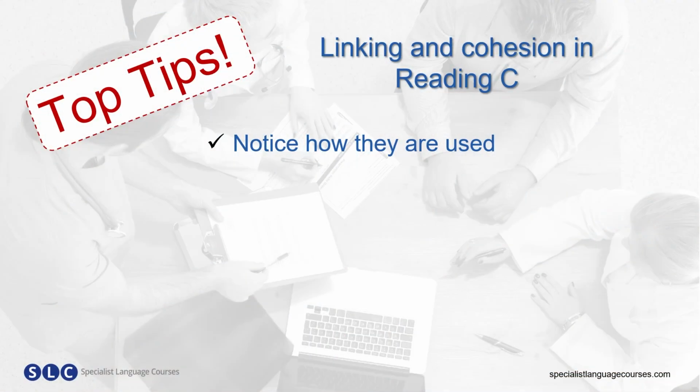Top tips for linking and cohesion in Reading C. Notice how they are used. Linking words and phrases are always used throughout academic writing. Using the wide range of resources available, go through texts underlining linking words and ensure that you understand the meaning that they are giving. Past papers. Go through any previous Reading C papers that you may have done and notice how linking devices are used. Then go back and check the questions, particularly focusing on any answers that were incorrect, and see how linking devices are used to help you understand your errors.